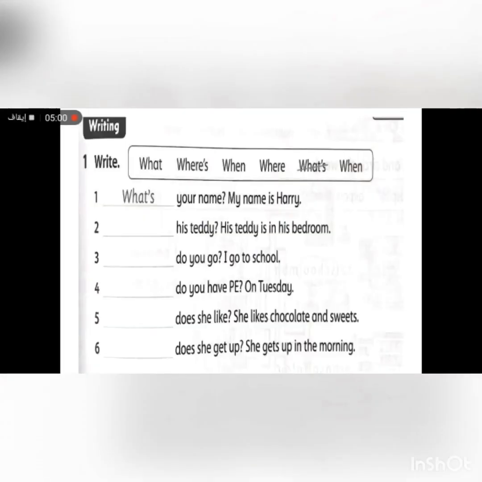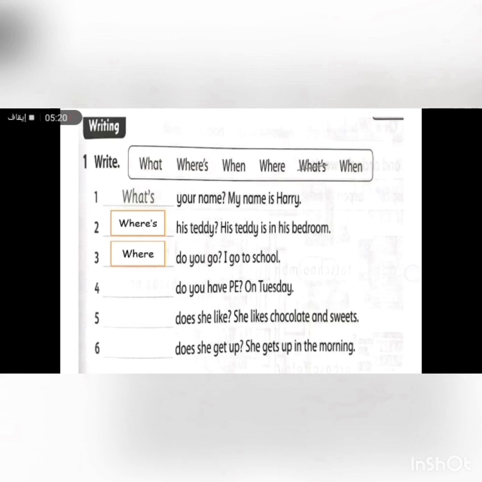Now open your workbook page 63. Exercise number 1. Write what, where's, when, where, what, when. Number 1. What's your name? My name is Harry. Number 2. Where is his teddy? His teddy is in his bedroom. Number 3. Where do you go? I go to school.